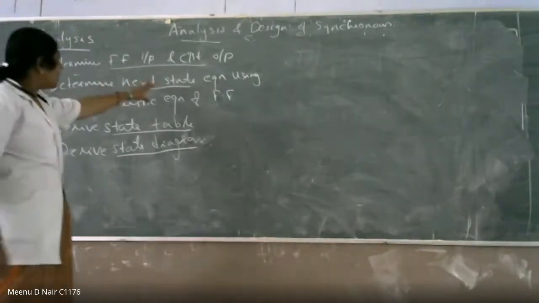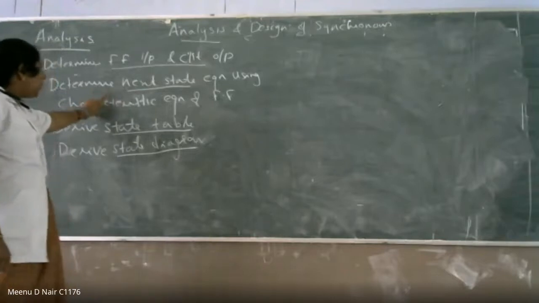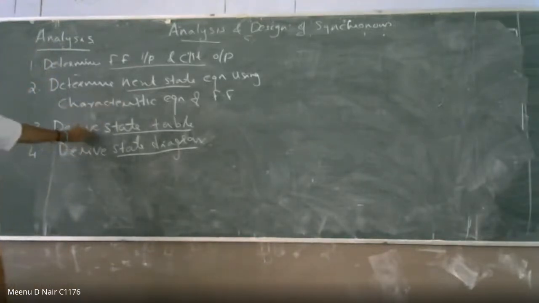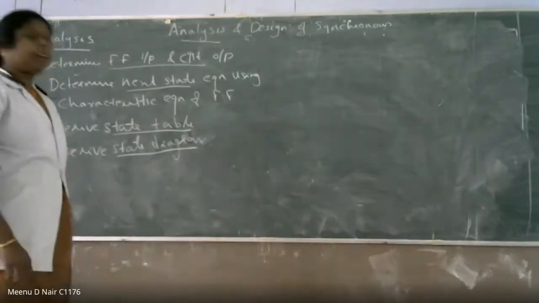Determine the flip-flop input and circuit output. Then the second point is determine the next state equation. Then the third point is derive the state table. And the fourth point is derive the state diagram.